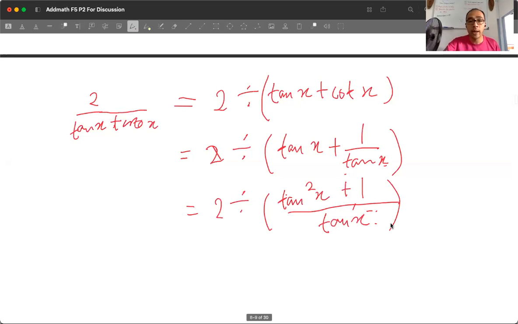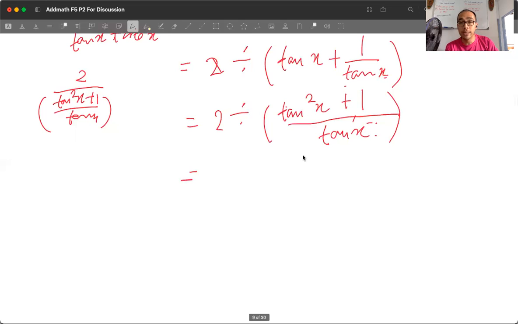Now do you see why I like to do this divide? So that I don't have to write, if you keep it like this, this is what you will get: 2 over tangent squared x plus 1 over tangent x. And then after that everyone will be confused about how to proceed. So you know why this is good?